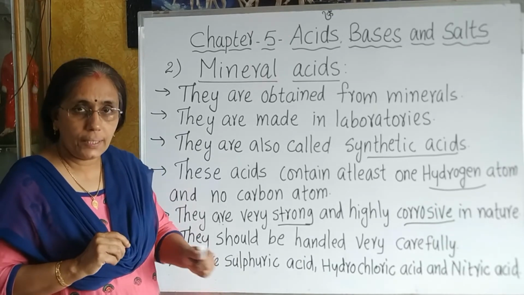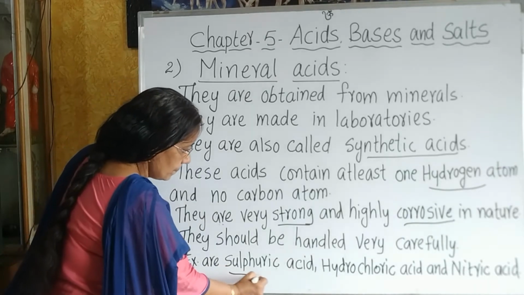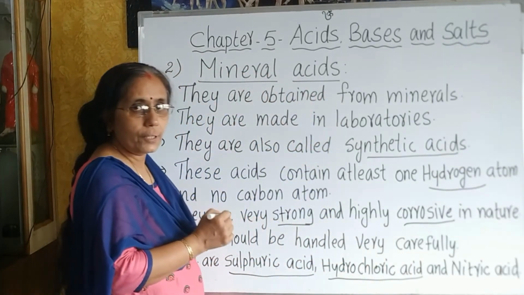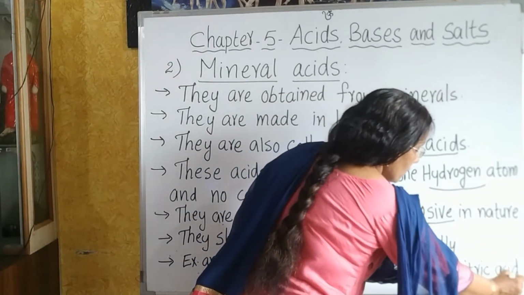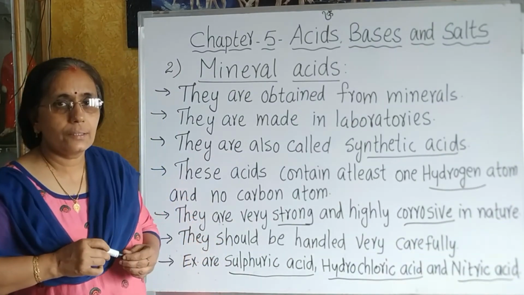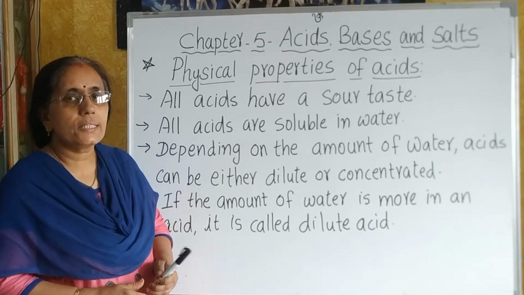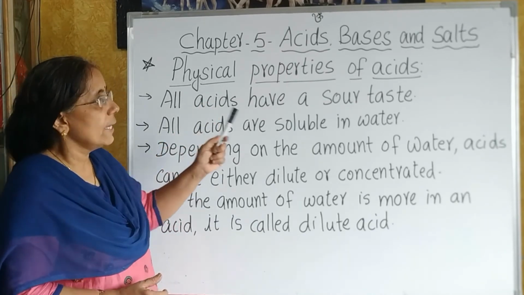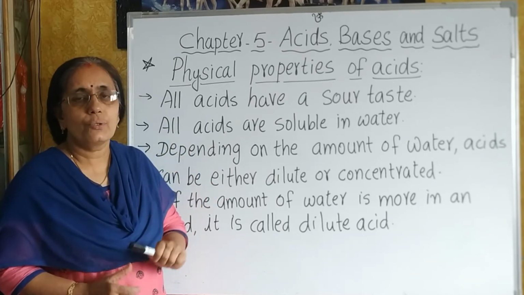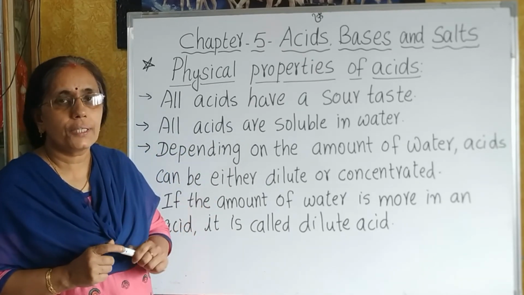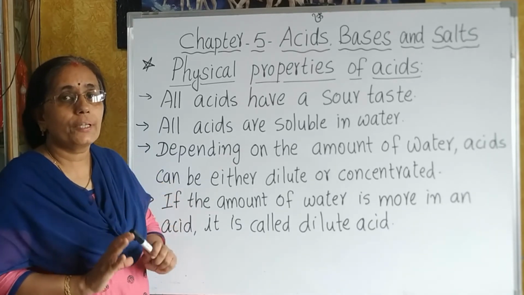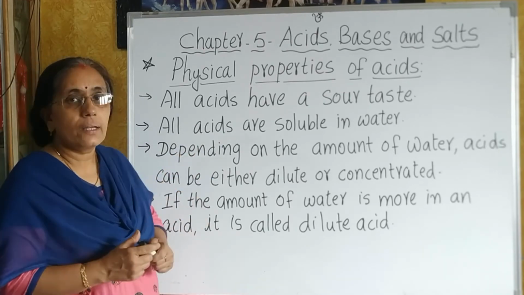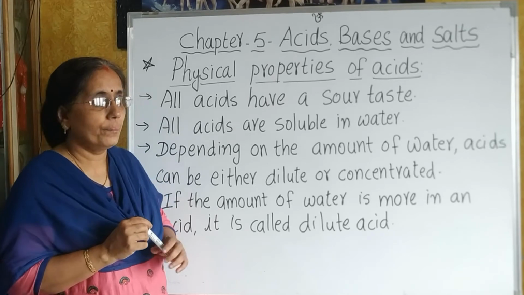Some examples of mineral acids are sulfuric acid, hydrochloric acid and nitric acid. So students, now we will discuss the physical properties of acids. All acids have a sour taste. In the previous session also we learned that acids are sour tasting compounds. That is the most important characteristic property of an acid. Next, all acids are soluble in water.